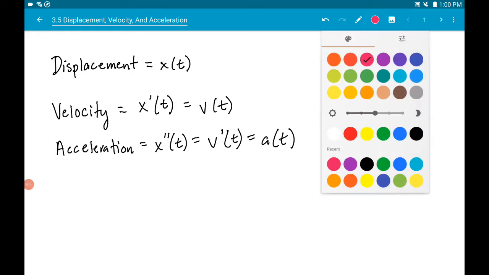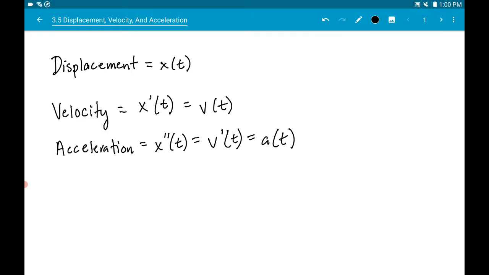I got a little video lesson for you guys today on motion, specifically displacement, velocity, and acceleration, and how they tie into calculus. There's a few things right here, and as you go through this video, I hope you take a few notes and jot down some formulas, and you also get to see a couple examples.